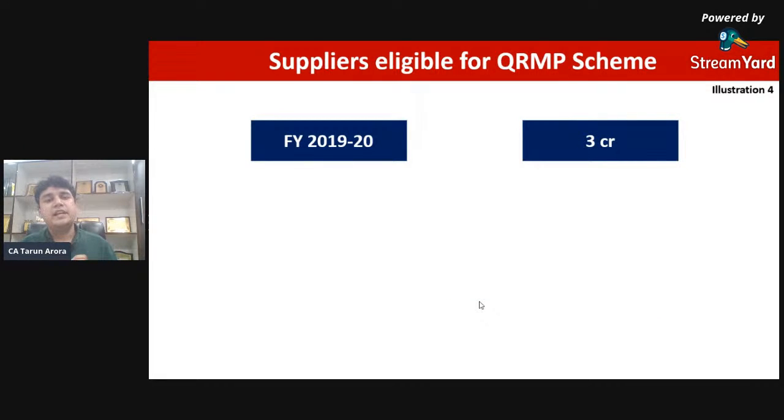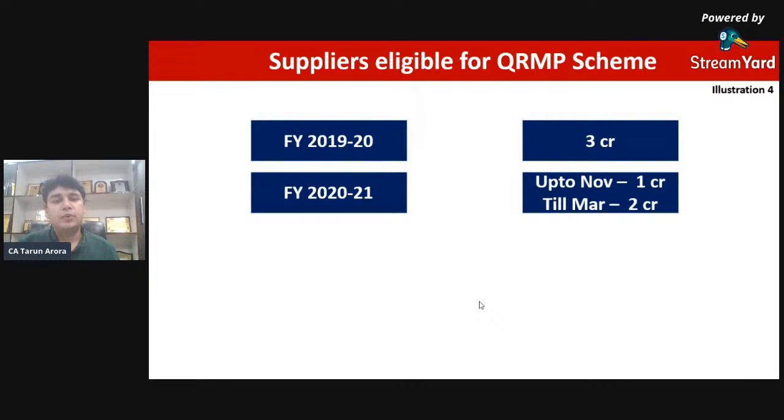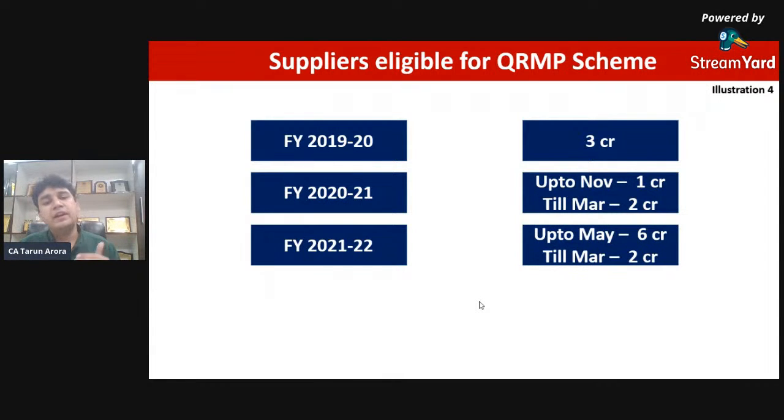Another illustration, financial year 2019-20, my turnover is 3 crore rupees. I am eligible. Financial year 2021, up to November 1 crore. मार्च तक मेरी 2 करोड़ की टर्नओवर होगी, तो total turnover is 1 + 2, total 3 crore rupees. फाइनेंशियल ईयर 2021-22 up to May 6 crore rupees. Ignore this till March 2 crore rupees. This is a wrong figure. Up to May it is 6 crore rupees. तो 19-20 में 3 करोड़, 20-21 के अंदर 3 करोड़, 21-22 के दूसरे महीने में ही 6 करोड़ हो गया.